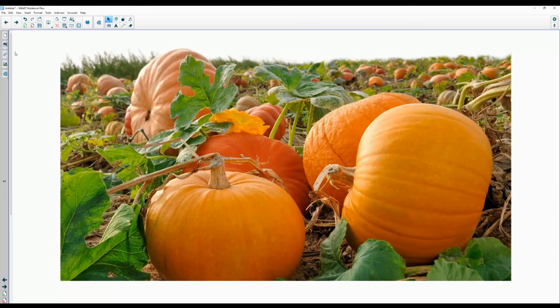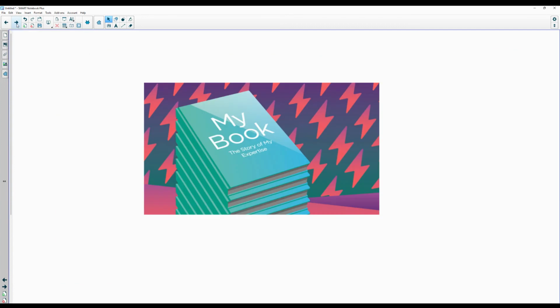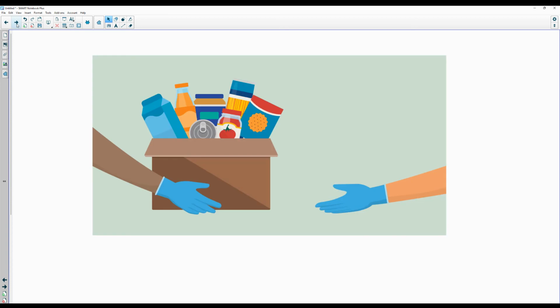Number three is pumpkin. Pumpkin. Number four is publish. You're gonna publish a book. Publish. Number five is donate. Donate.